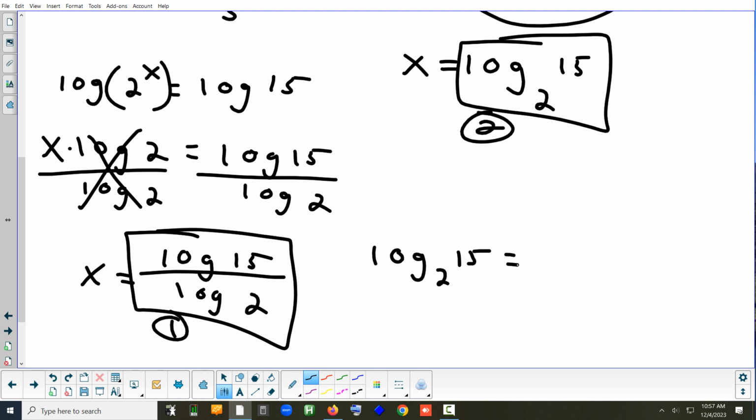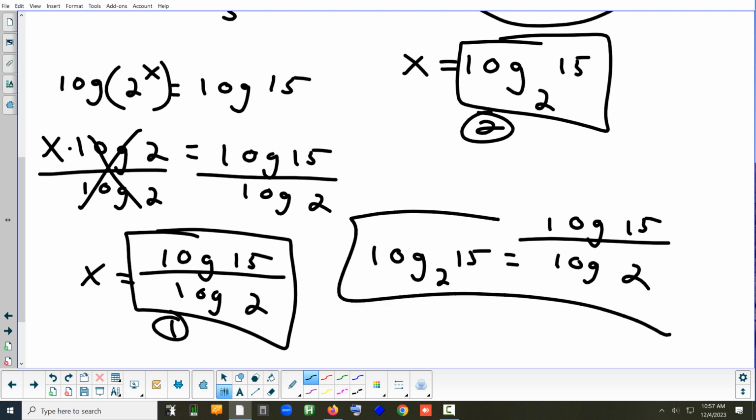So log base 2 of 15 is the log of the argument divided by the log of the base. That's how you type in a log that's not base 10 or e. We are not going to have to go through these steps in the middle each time. All you have to do is take the log of the argument and divide it by the log of the base. And that's called the change of base formula. Okay? That's kind of proving why it works.